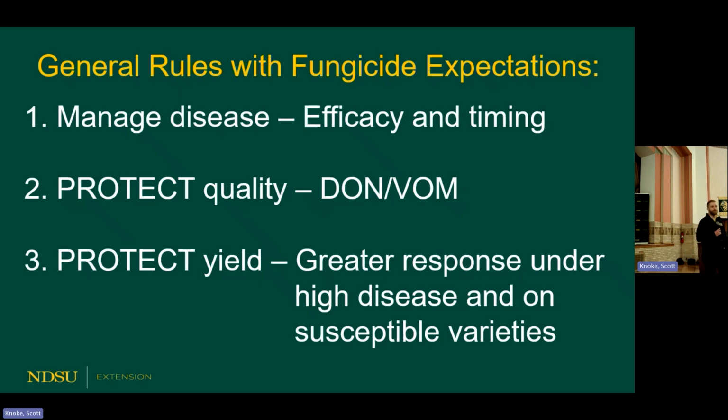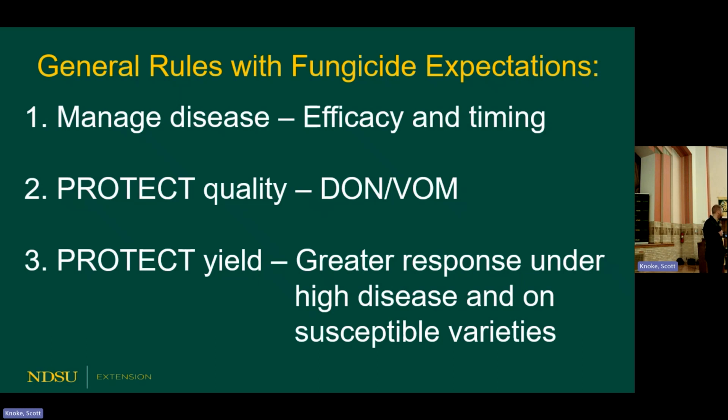So the title was fungicide expectations, but here are my 3 general rules. The reason why we use fungicides, first and foremost, is we manage the disease. So this is your what to spray and when to spray. That's the best way that we use fungicides today. The other 2 things are more or less the product of using fungicide: we're protecting quality, specifically preserving against pests like vomitoxin down the line, at the elevator. And then you can protect yields.